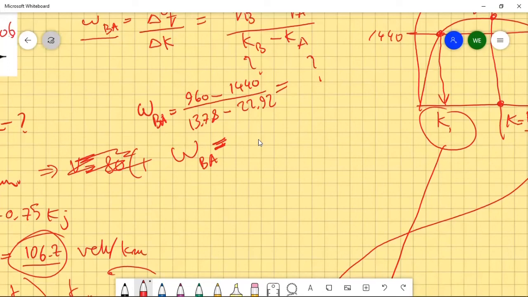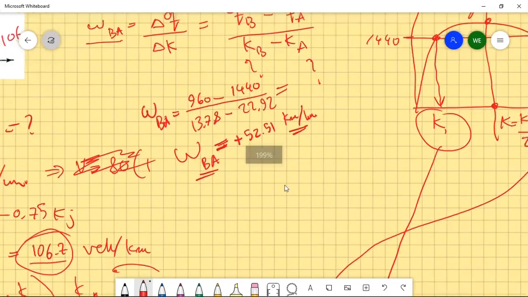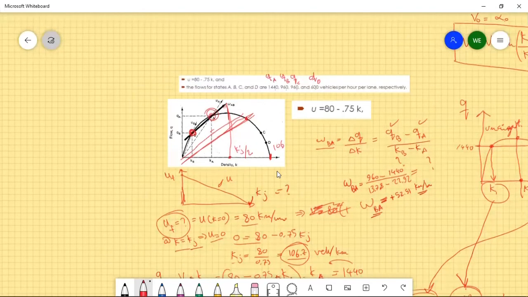Okay, so it's plus 52.51. And what are the units? Kilometer per hour. It's speed. Clear? So what does this mean? This means that in this situation there is a shock wave going in that direction at that speed, 52.51 kilometers per hour. There is a change of speed, there is a change of density, and it's going this fast.